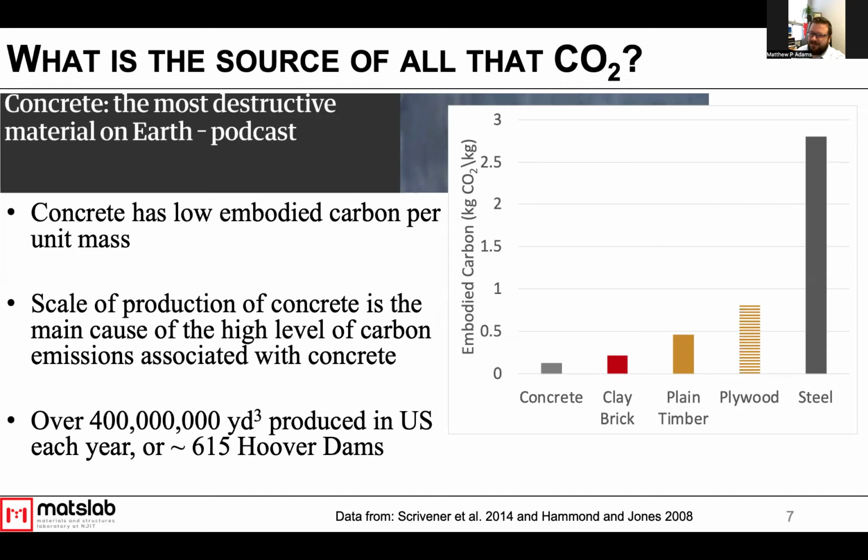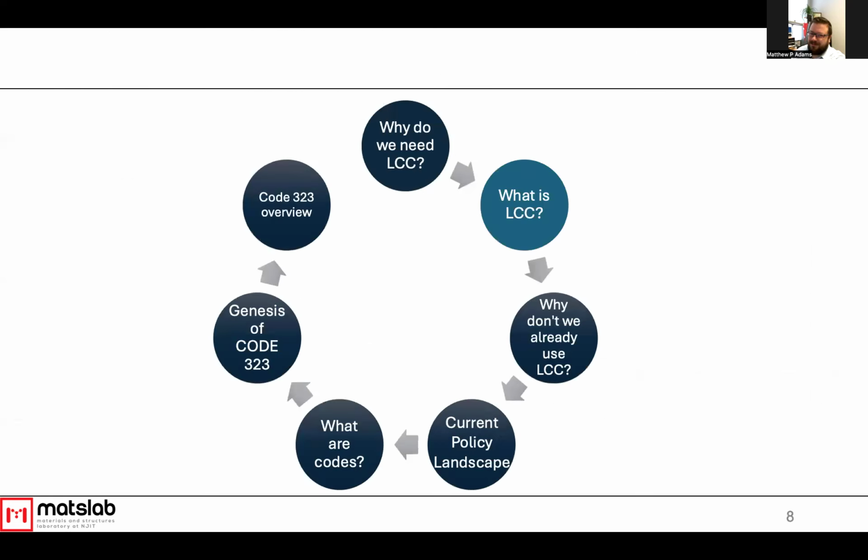In terms of how much we make in the US alone, we make enough concrete every year to cast 650 new Hoover dams. And the US is not one of the largest per capita producers of concrete in the world. And so we're not even at the high end of what could be cast each year.